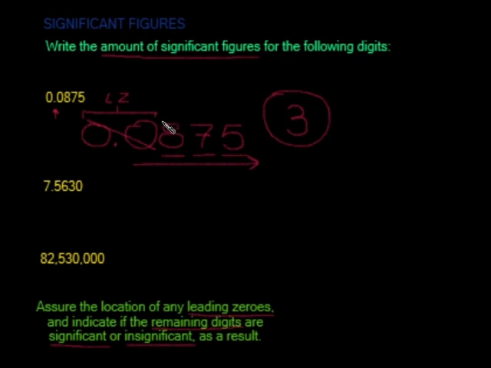I just want to label that. I'm going to abbreviate that as rightmost digits, and these are the significant figures. So that's our rightmost digits, and they are significant. Thus we have three significant figures for the first one.